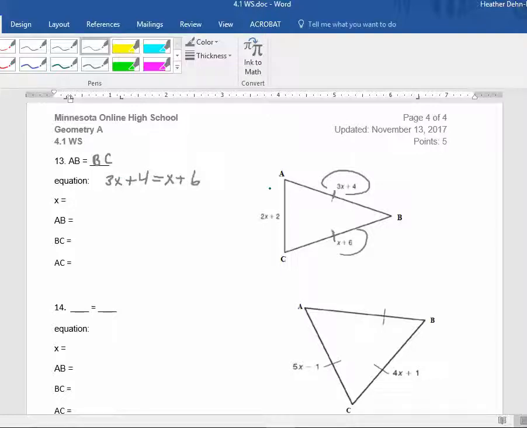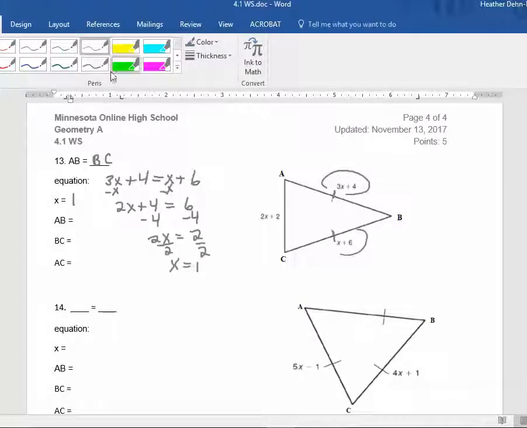And now we're going to solve that equation. To solve, I need to collect my variables on the same side. So I would get 2x plus 4 is equal to 6, and then undo the plus 4 by subtracting 4 from both sides, and I get 2x equals 6 minus 4 is 2, and then divide both sides by 2 to undo the multiplication, and I get x equals 1.